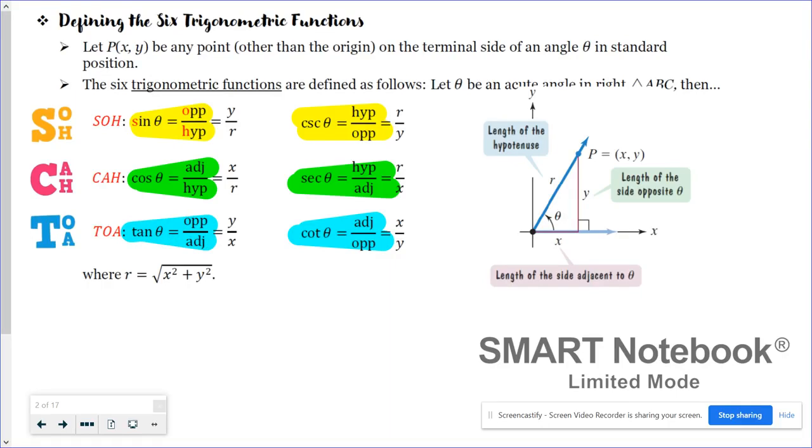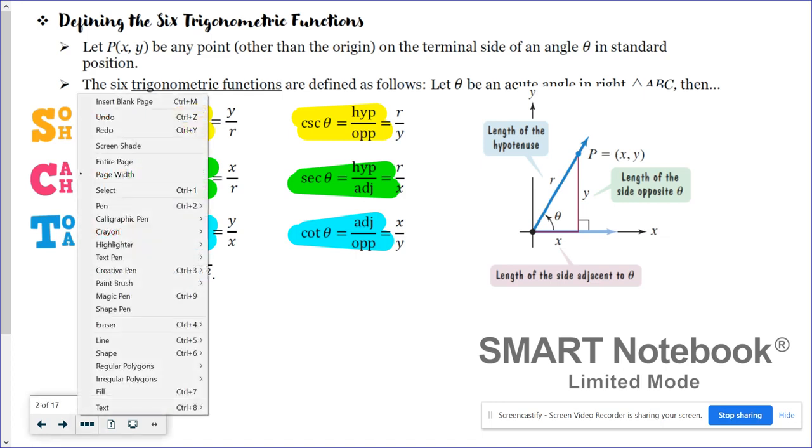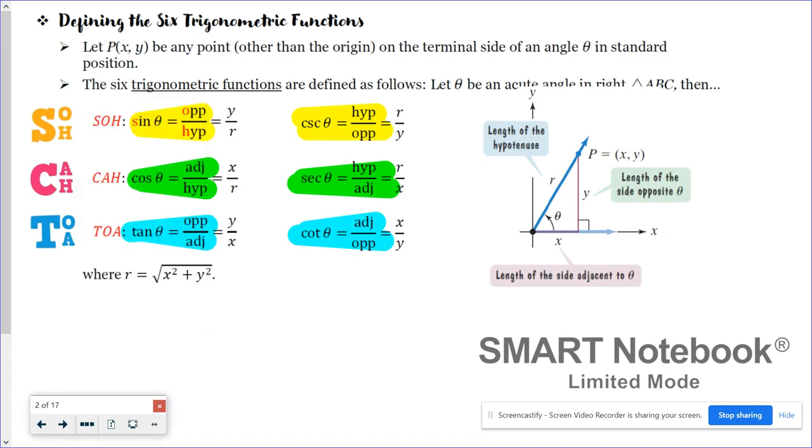Definitely know the big three, sine, cosine, and tangent, and their ratio rules. SOHCAHTOA helps us with that. And then just remember the reciprocal buddy system. Sine flip, you get cosecant. Cosine flip it, you get secant. Tangent flip it, you get cotangent. Flip to find the reciprocal.